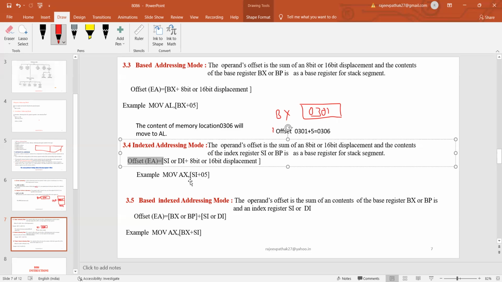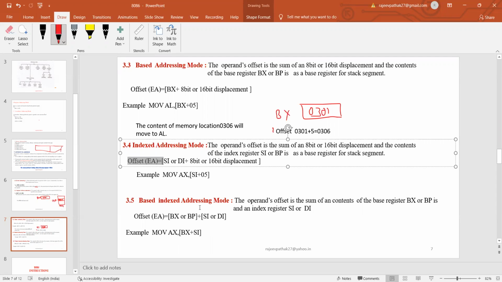The fifth method of the addressing mode is called based indexed addressing mode. In based indexed addressing mode, the operand offset is the sum of the content of a base register and an index register. For example, the offset address is equal to BX or BP plus SI or DI.